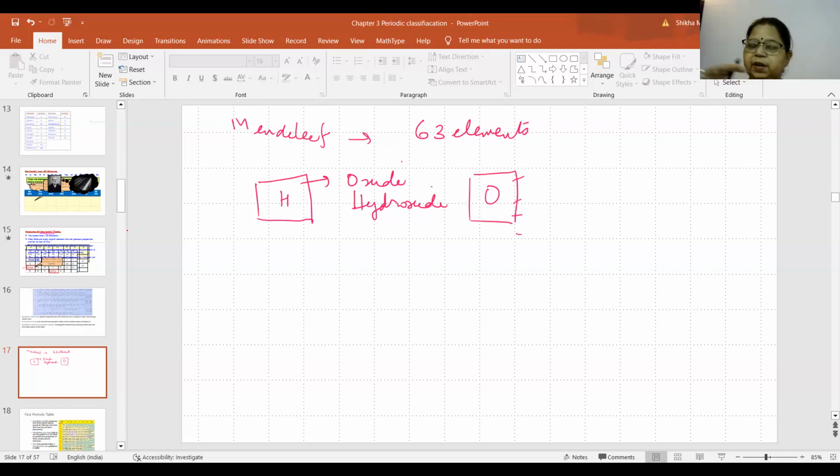Like that, he made 63 cards of whatever information was available for a particular element at that particular time. Then he tried to arrange them in an order, right?